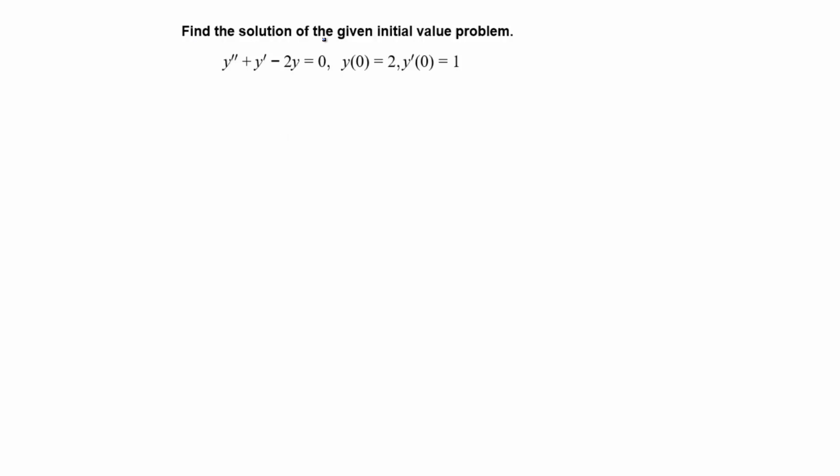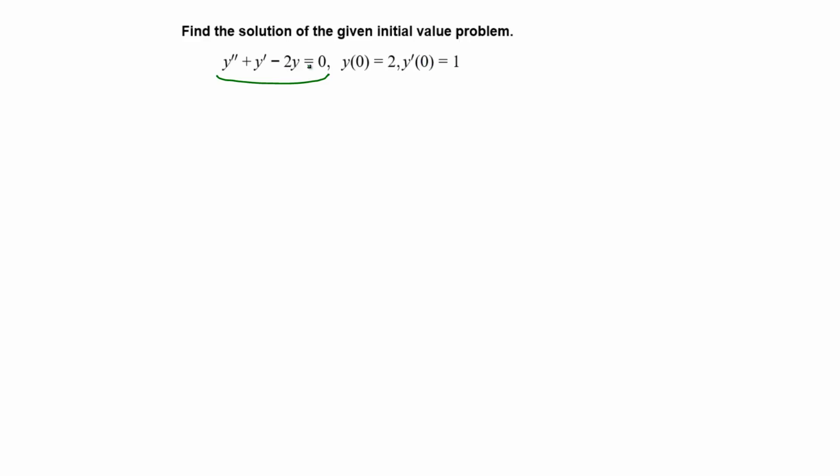Find the solution of the given initial value problem. So we have a second order homogeneous constant coefficient ODE. We find the general solution, and second order means we'll have two solutions and their linear combination, C1 first solution plus C2 second solution, will be the general solution. There will be two unknown constants, and we find them using these initial values: y at 0 equals 2 and y prime at 0 equals 1.